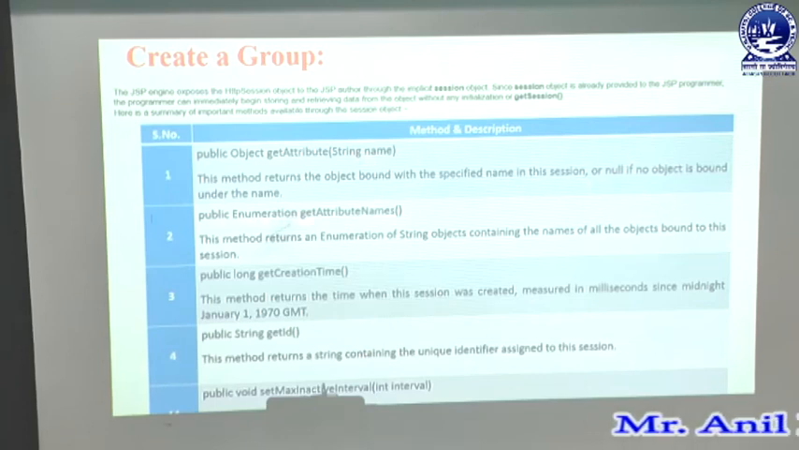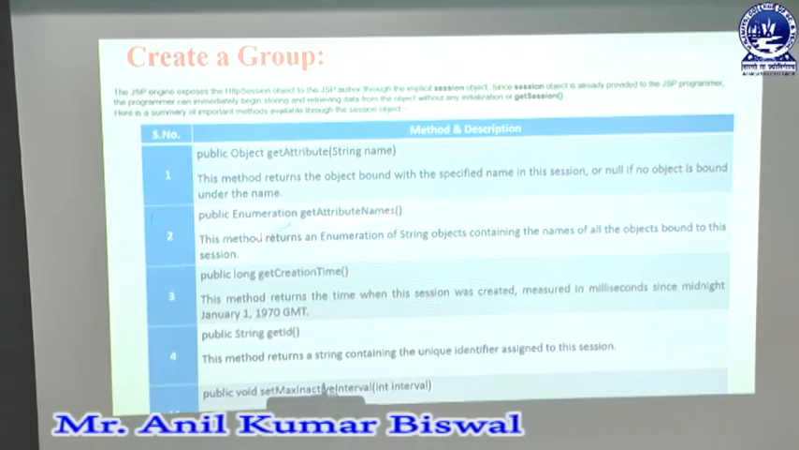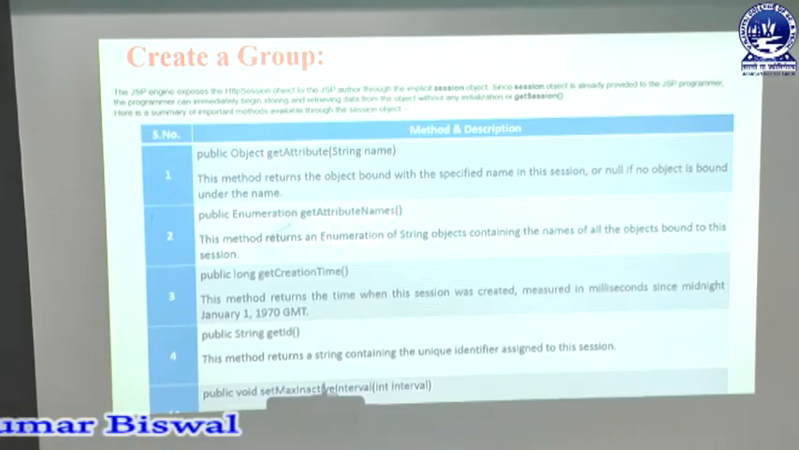If a user has another method named the Enumeration getAttributeNames method, this method returns an enumeration of string objects containing the names of all the objects bound to this session. And by using that session method, we get some values of the session attributes, which are retrieved through this enumeration type, and that enumeration type always retrieves the names.